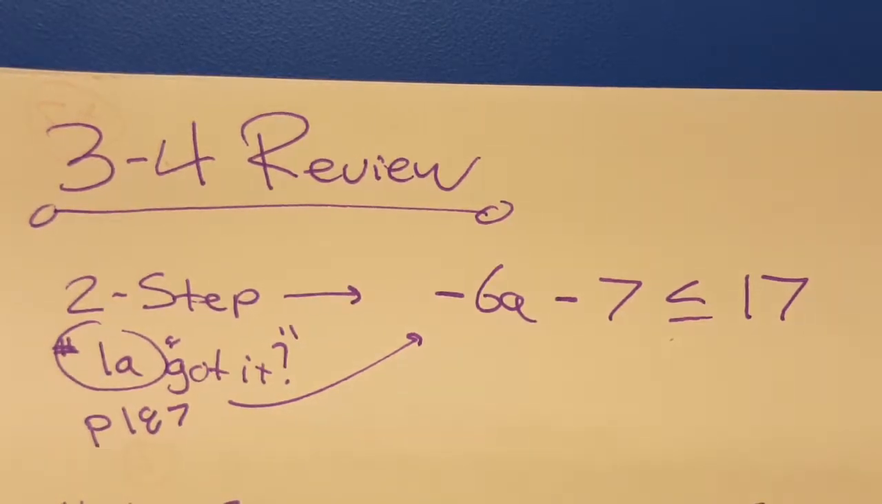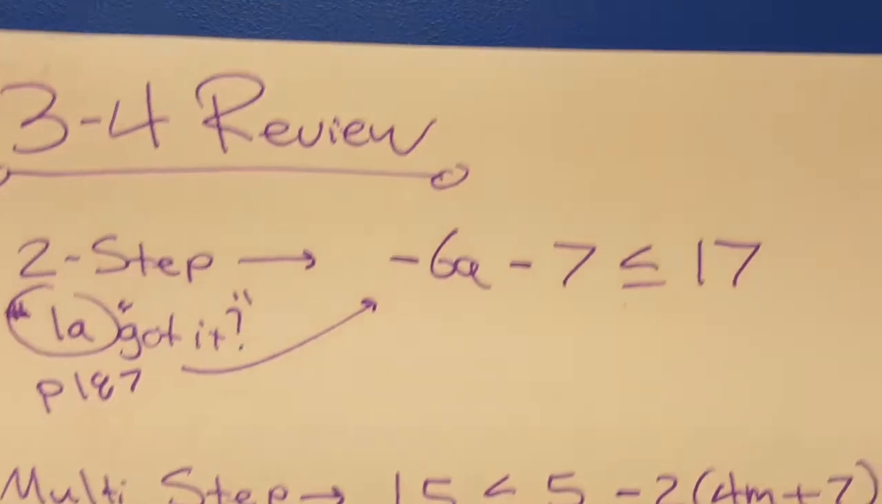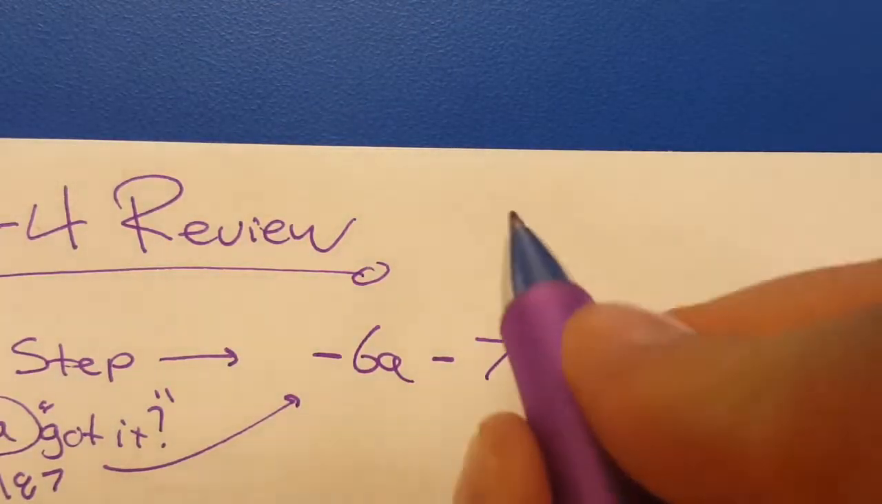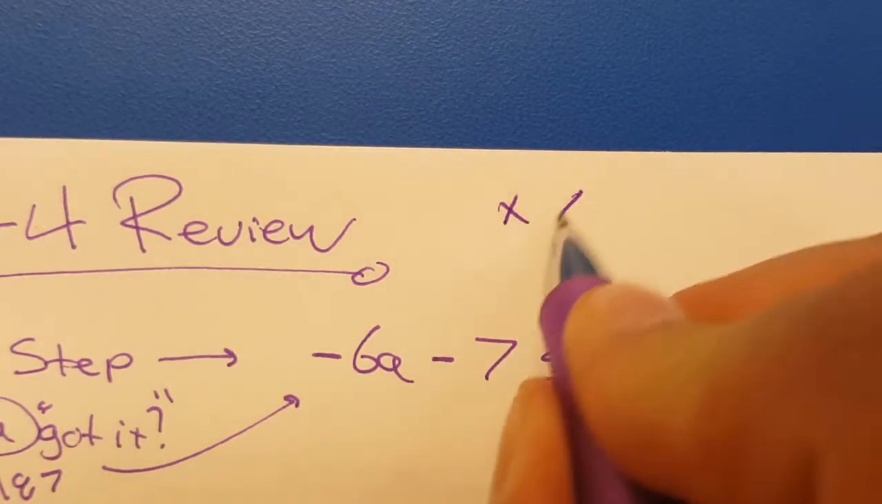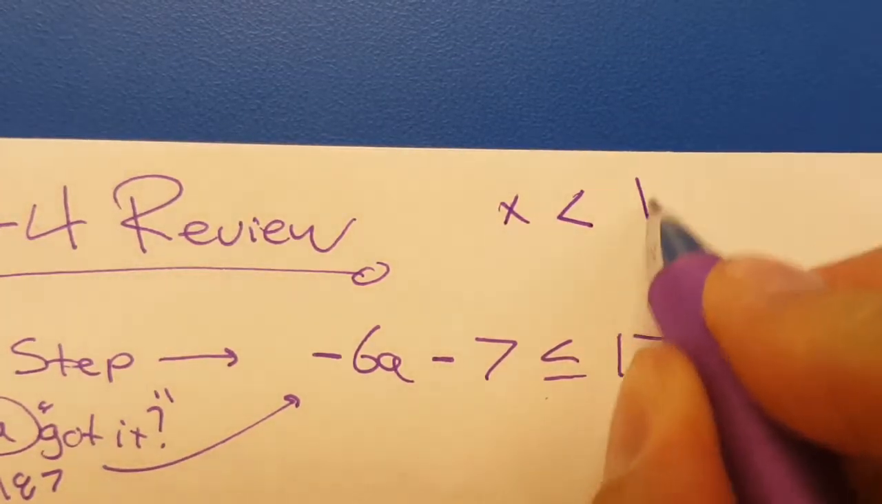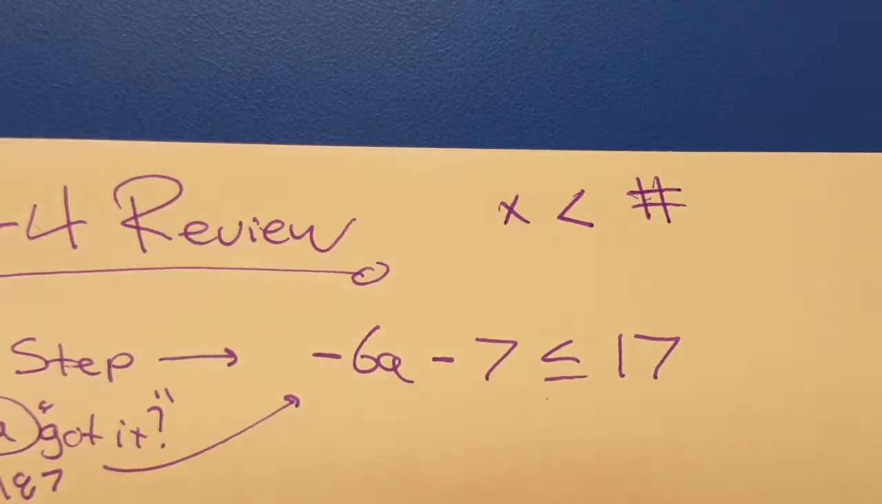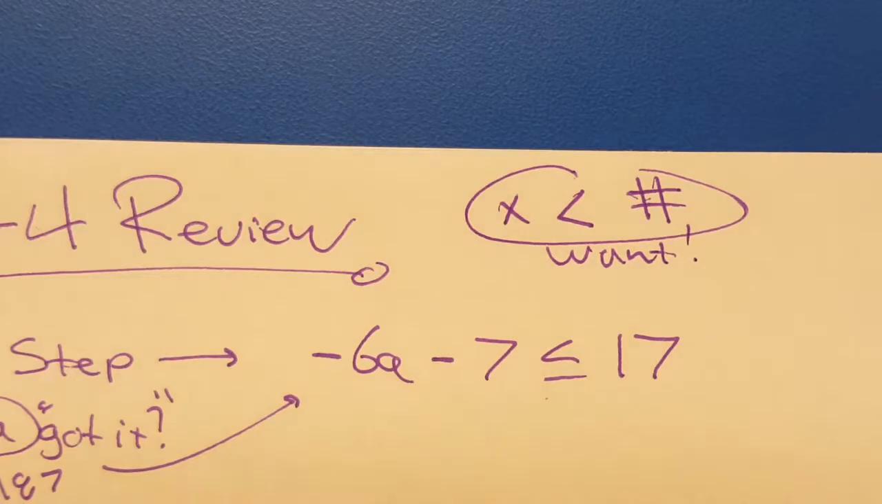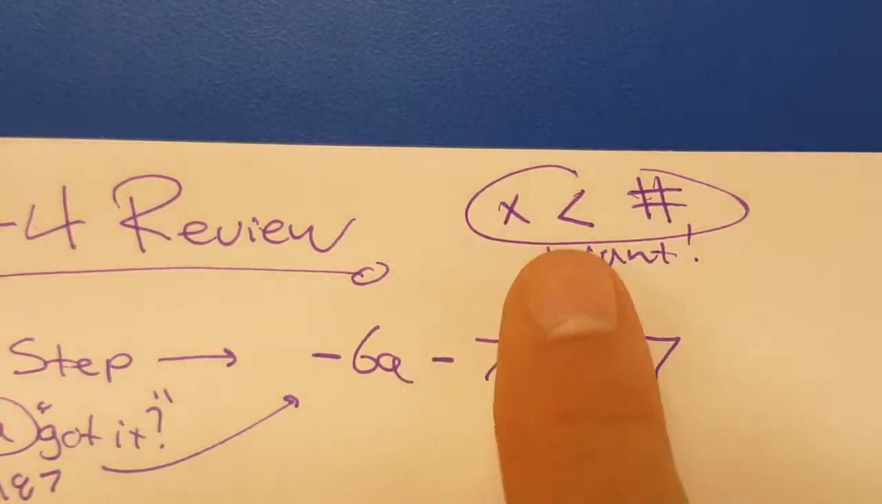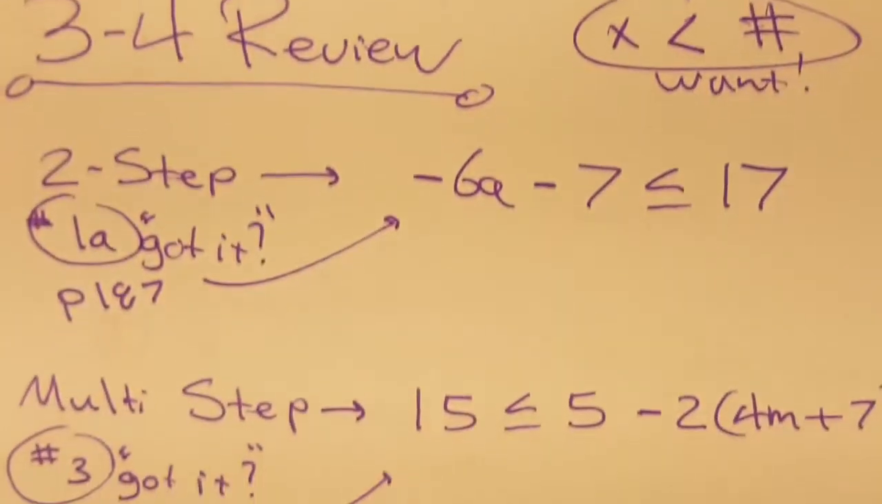So 3.4 is all about multiple step inequalities, and we treat them the exact same way we would treat multi-step equations. We just need a graph at the end. So we need to solve and graph. Your whole goal, again, students, is to get the variable all by itself on the left with any of the inequality symbols in the middle, and then whatever your boundary number is on the right. So this is what we want. Okay, every single time. We want variable, symbol, number.